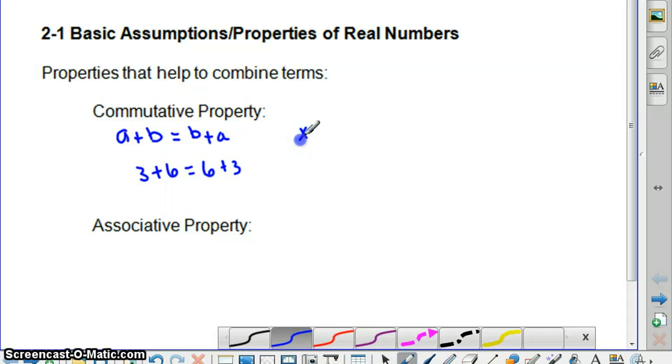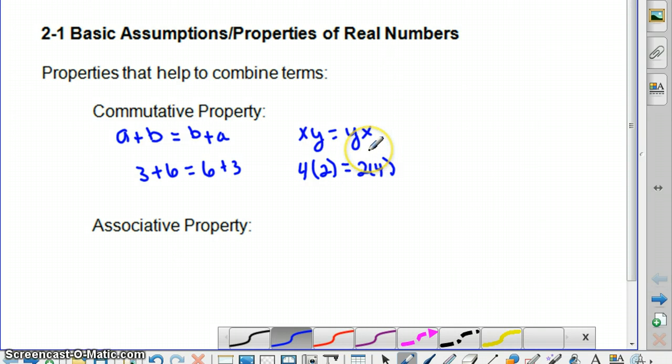We also have the commutative property of multiplication, which also says the order you multiply numbers in doesn't matter. So for example, 4 times 2 is the same as 2 times 4. This is the property that made it very easy for you to learn your multiplication facts and addition facts a little more quickly.